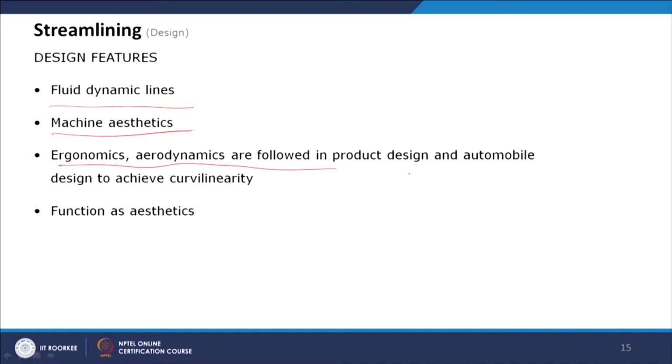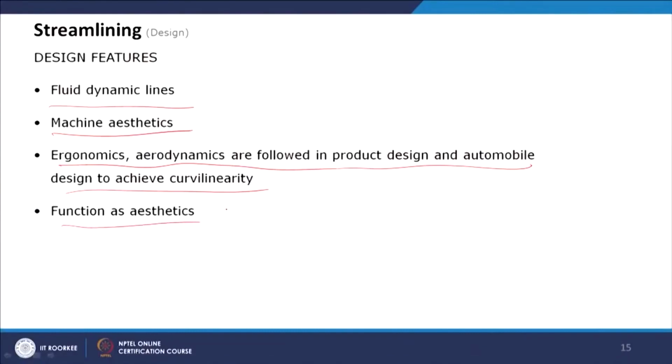Ergonomics, aerodynamics, and other principles were used in product design and automobile design to achieve the curvilinearity, and sometimes it is just for aesthetics. Sometimes it took the human body and ease of use into consideration, and sometimes aerodynamics was taken into consideration for automobile design to create the shape of the car, but sometimes the car was designed just for aesthetics, and function is blended with the aesthetics.